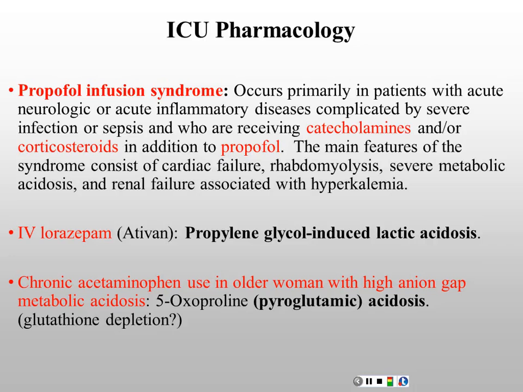IV lorazepam, which is Ativan, we use in the ICU. You have to be aware of propylene glycol-induced lactic acidosis. So if you have a patient and you are using Ativan, everything is going in the right direction, the patient is recovering, blood pressure is okay, the patient is off pressors, and you start noticing the patient is acidotic and developing anion gap metabolic acidosis, you have to think about that as a causative agent.